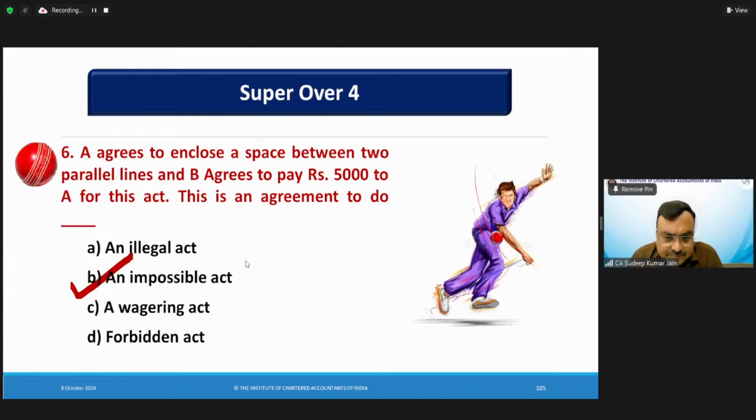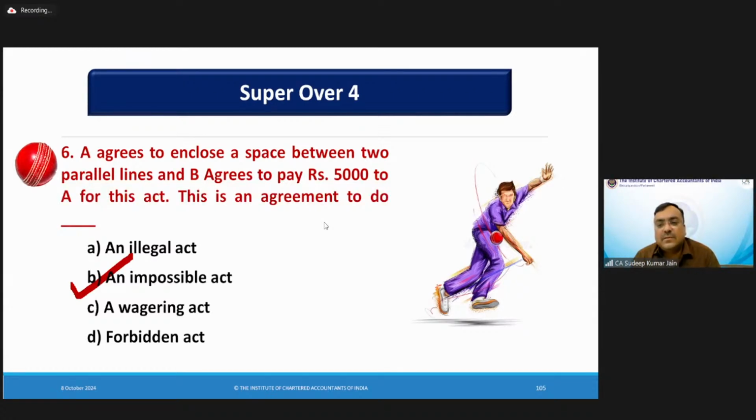Yes, please ask. Very good afternoon, sir. Can you please give me a short brief again regarding the wagering agreement, sir? Wagering agreement is just like a betting agreement, in which the payment is dependent upon an uncertain event. So that is just like a betting, शर्त लगाने के contract. In this case, the contract is void. Okay, sir. Thank you.